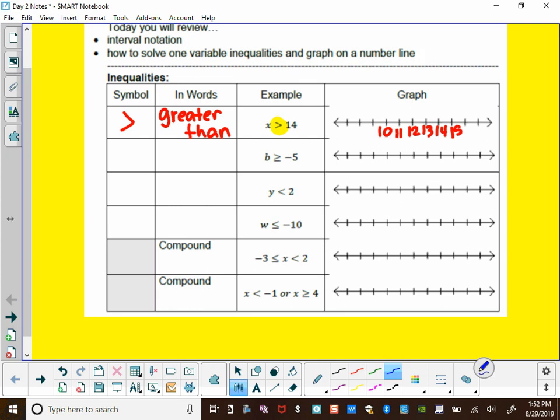Because this is greater than, what kind of circle will I have? Open or closed? Open. So I'm going to go to my 14 and I'm going to make an open circle. Will my arrow go towards the left or towards the right? The right. Good, because that's where my greater than symbol is taking me. That's all you have to do.